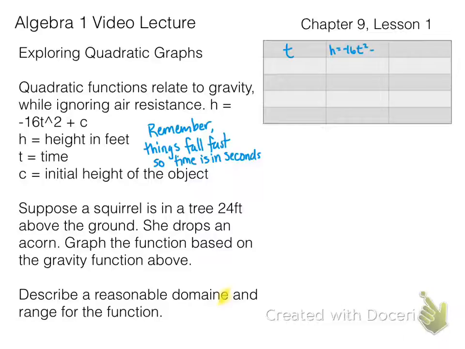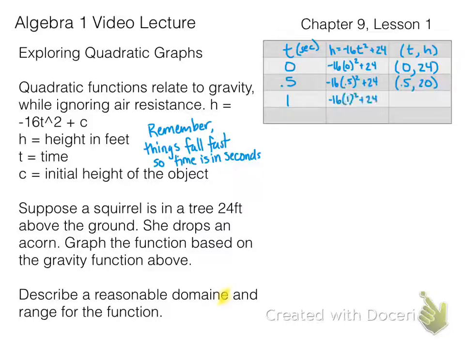The formula is h is equal to, h is height in feet, by the way, negative 16t squared plus 24, because that's how high the acorn is from the ground when it starts to fall. And we need to figure out the height of the acorn at different times. So at time 0, when we do the math, we're going to figure out that the acorn is exactly 24 feet above the ground, because the acorn hasn't started falling yet, because it's time 0. The squirrel is just about to push it over. Now, after half a second has gone by, guess what? This acorn is 20 feet above the ground.